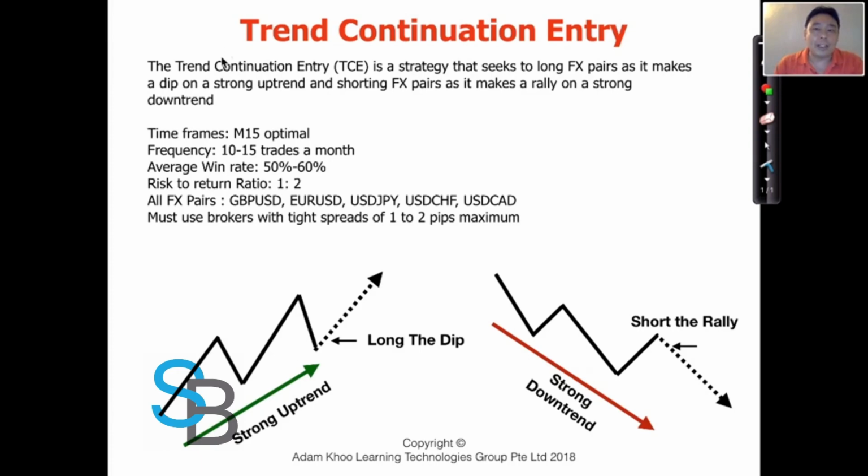This strategy seeks to go long on forex pairs as they make a dip in a strong uptrend. At the same time, we're going to go short on FX pairs as they make a strong rally in a downtrend. So let's understand the concept here. Remember that a strong uptrend is defined as the price making higher highs and higher lows. So you have to see a series of higher highs and a series of higher lows, and that's what defines a strong uptrend.